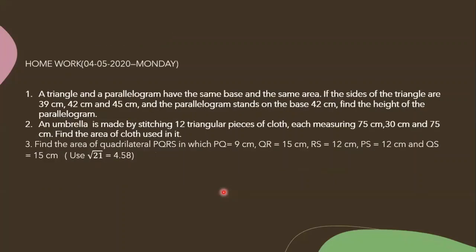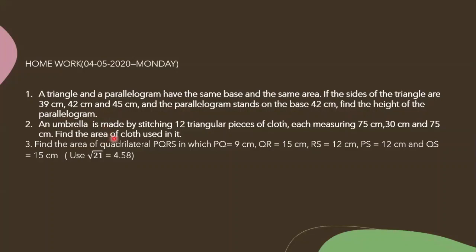Okay, children. Next, I'm giving homework for today, based on what we discussed in today's class and the previous class, exercise 12.2. I'm giving 3 sums as homework. A triangle and a parallelogram have the same base and the same area. Do you remember this question, children? This is the question, exercise 12.2, fourth question. Only the numbers have changed. The sides of the triangle are 39 centimeter, 42 centimeter, and 45 centimeter, and the parallelogram stands on the same base, 42. Find the height of the parallelogram. This is based on exercise 12.2, fourth sum.